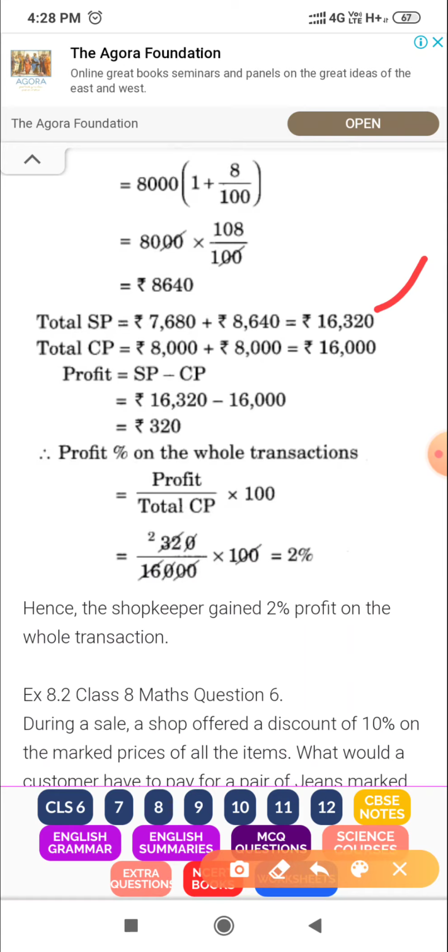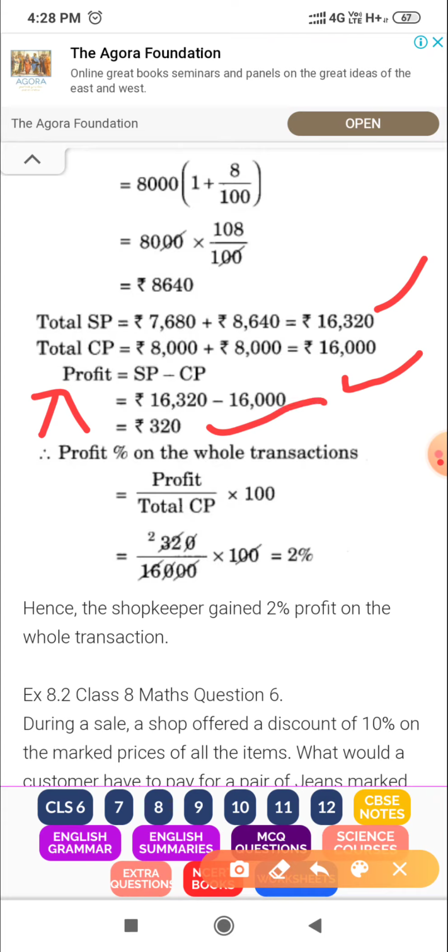In this way we can find out the total CP. For this we have to add the cost price of TV and the cost price of VCR. So its answer is rupees 16,000. Now check. Here SP is greater than CP. So first we will find out the value of profit, and after subtracting CP from SP we have 320. It is the profit in the whole transaction.